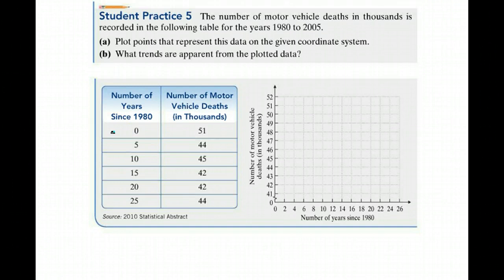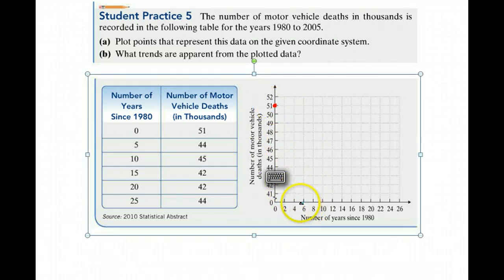Okay, by now you should be ready to go over the graph and the results. So we should have graphed (0, 51), (5, 44), (10, 45), (15, 42), (20, 42), and (25, 44).